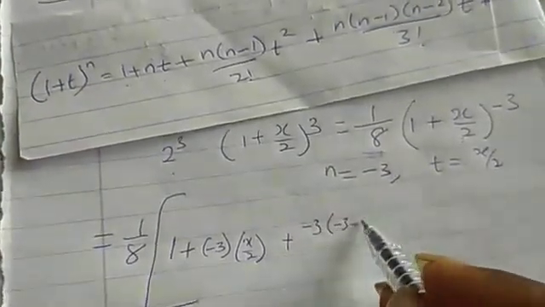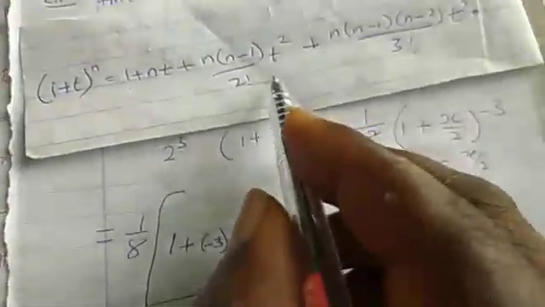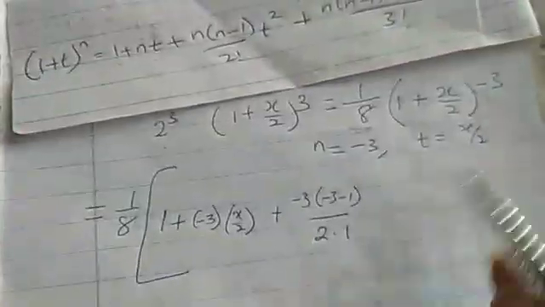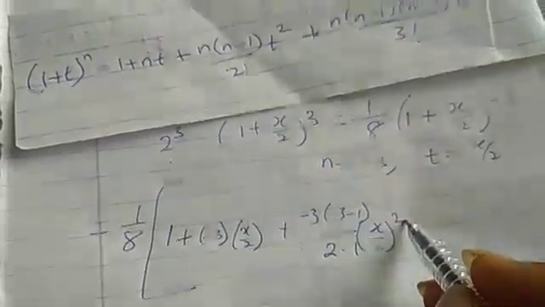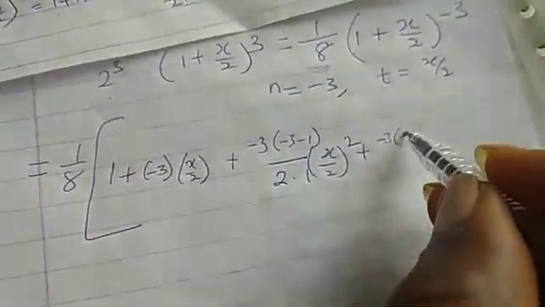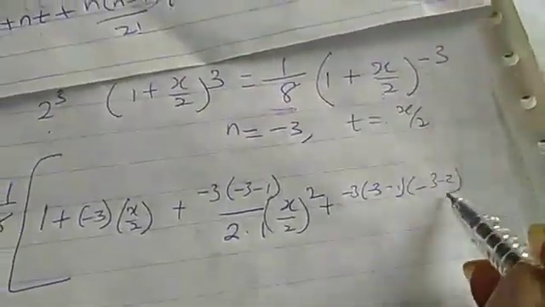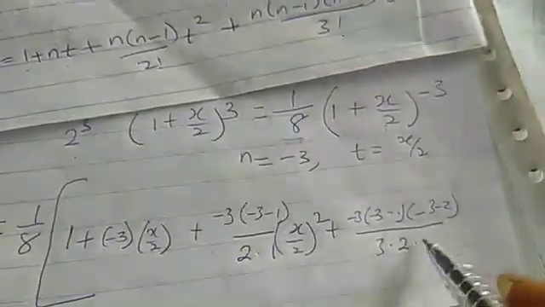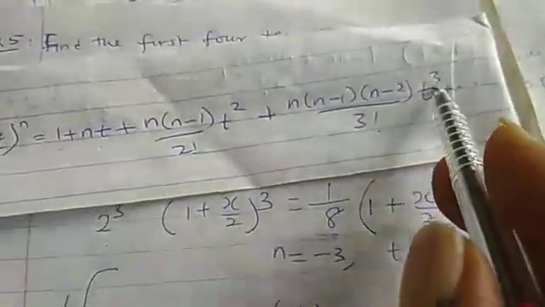Minus 3 into minus 3 minus 1 over 2 factorial, which is 2 times 1. Then what we have here is t squared. This is our t, that is x over 2 all squared, plus n into n minus 1, n minus 2, that is minus 3 into minus 3 minus 1 into minus 3 minus 2 over 3 factorial, that is 3.2.1. Then x over 2, that is t cubed.